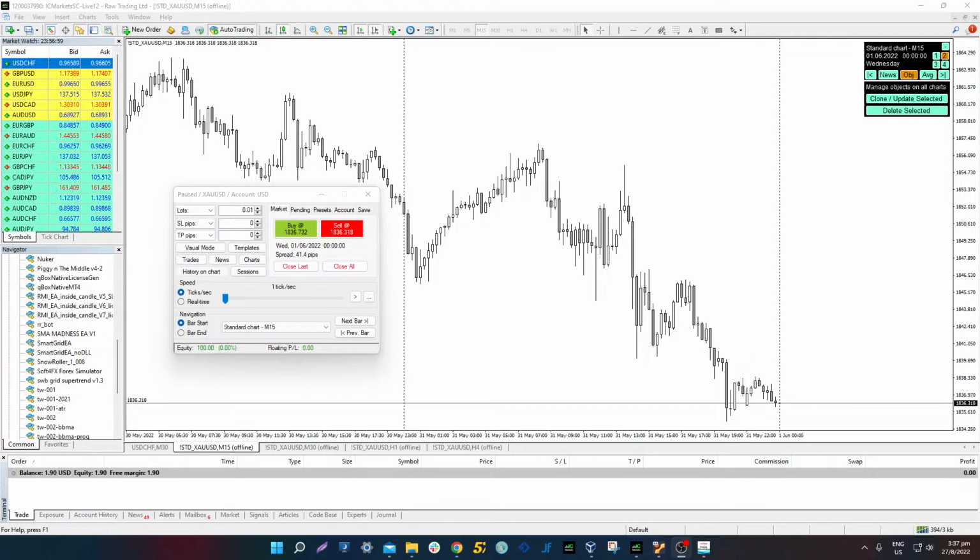So today we're gonna start backtesting the pair gold XAUUSD from 1st June to 3rd of June, which is the first week of June 2022. Okay, let's get started.